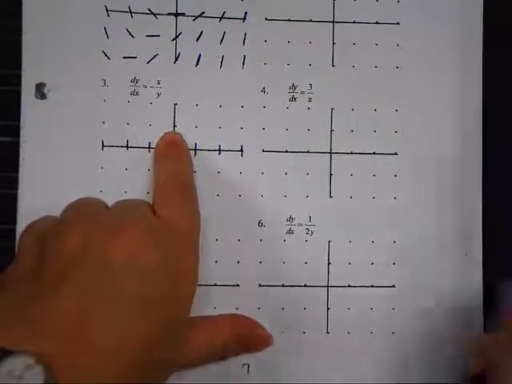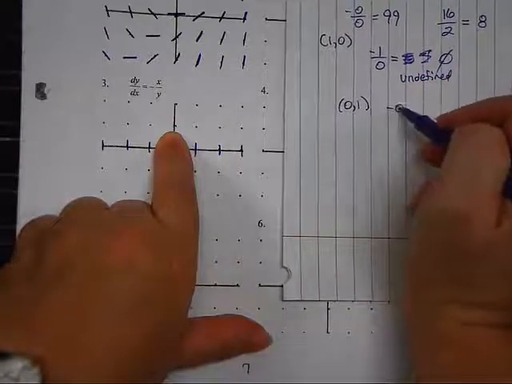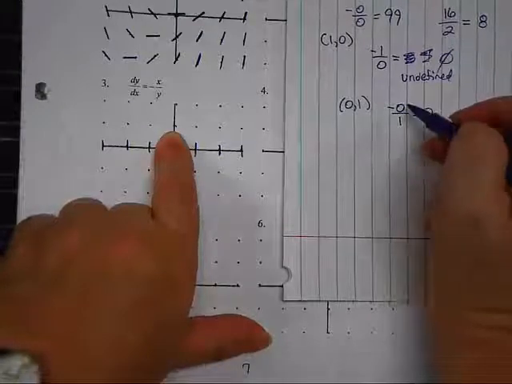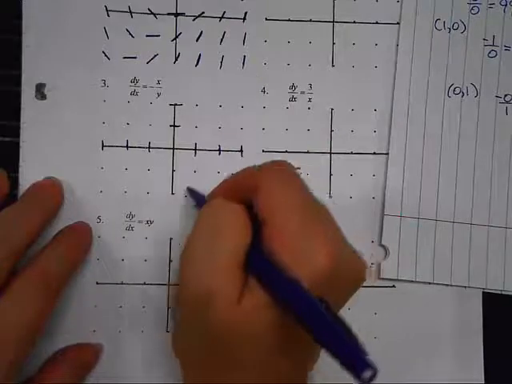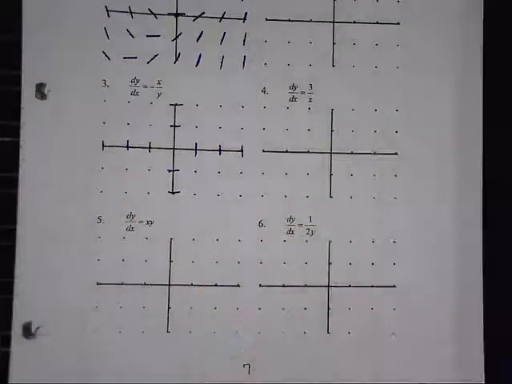Coordinates right here are 0, 1. So negative 0 over 1 is 0, because 0 times 1 is 0. So this is a slope of 0. Horizontal, horizontal, horizontal, horizontal. And now it looks like crosshairs on a scope.